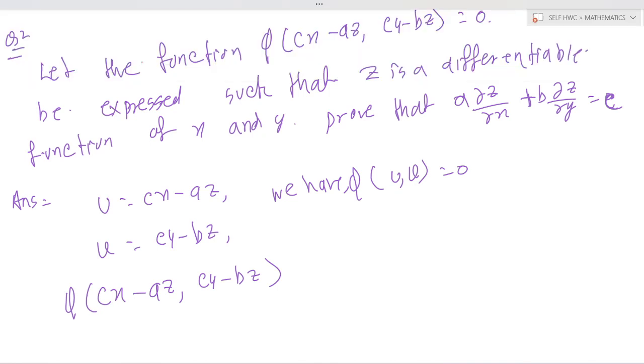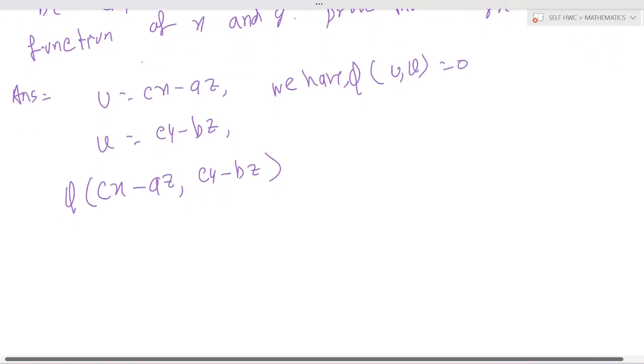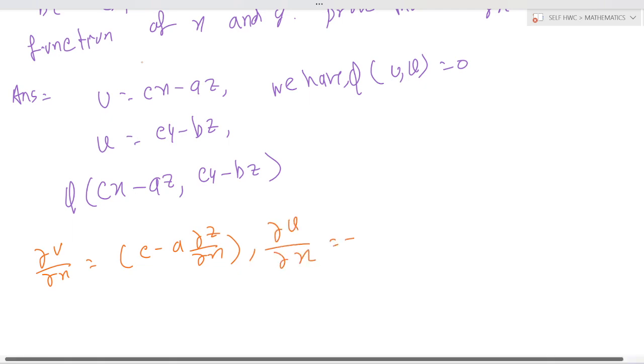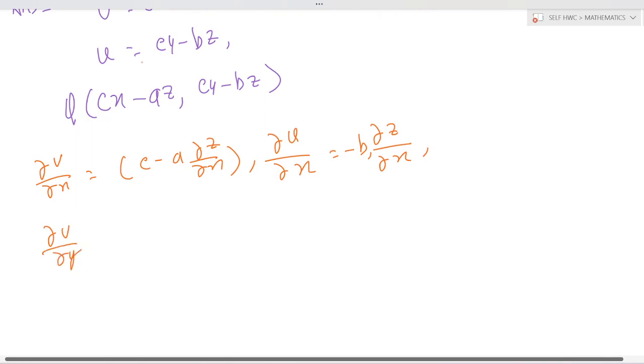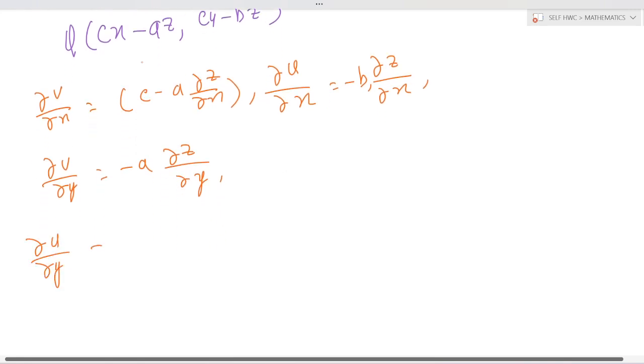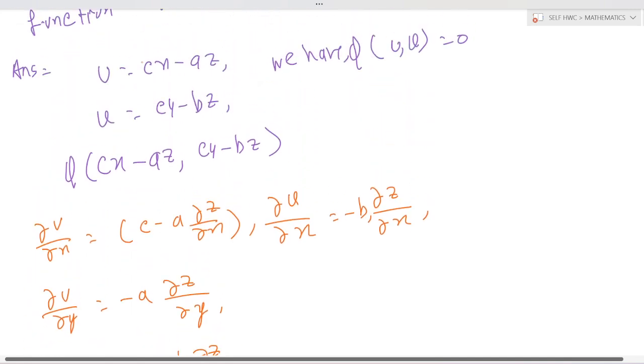Z is a function of both x and y, therefore we have du/dx equal to c minus a dz/dx, and dv/dx equal to minus b dz/dx, and du/dy equal to minus a dz/dy, and dv/dy equal to c minus b dz/dy.